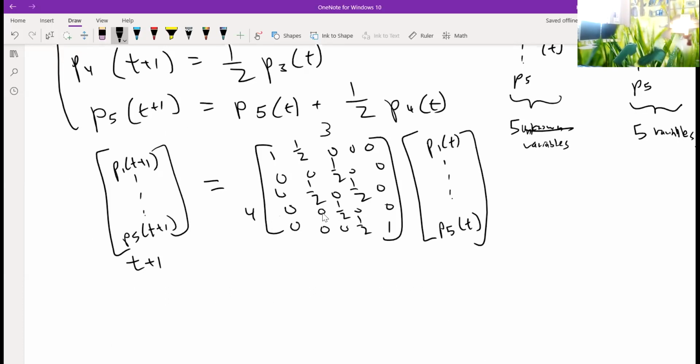And you see a lot of zeros. Zeros are always nice in a matrix. So also, the columns will always add up to 1 because that's how probabilities work. The sum probability of anything is going to be 1. So essentially, this matrix is called our transition matrix. And we'll call this the matrix T.